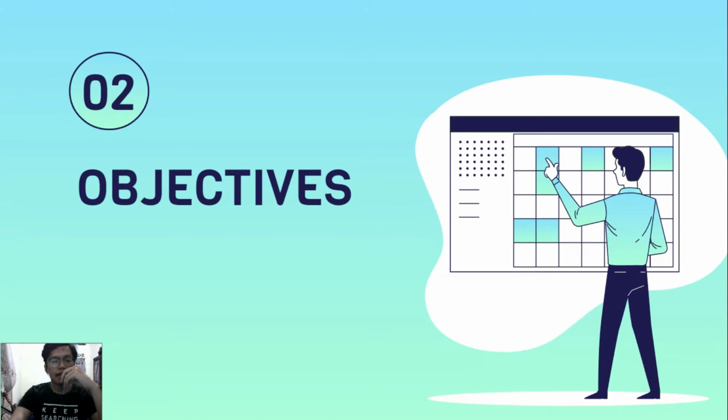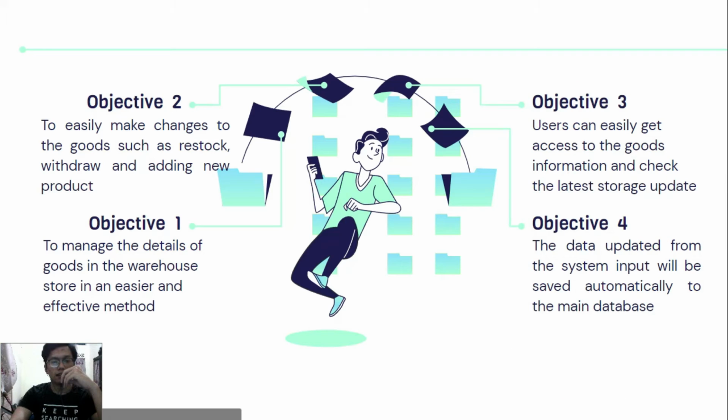Next, the second part is the objective of our project. Basically, we have four objectives that we set in this project. This is very important because we need to make sure the end product of our project will be able to fulfill these four objectives.